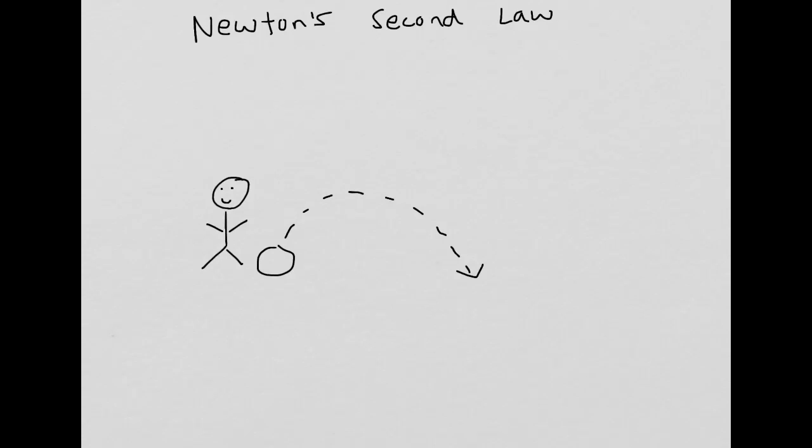So let's consider a scenario. Let's say that I'm going to kick a soccer ball. And let's say on my first kick, I don't try too hard, so I don't exert a bunch of force on the ball. And let's say that it travels some distance and lands here. Okay. Now let's say that on my second try, I exert a lot more force. Okay. So a lot more force.